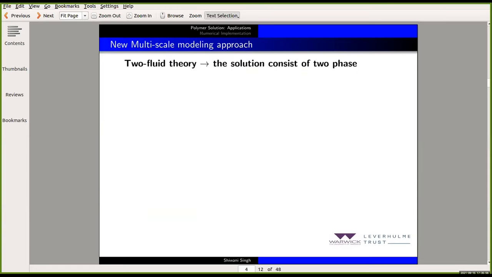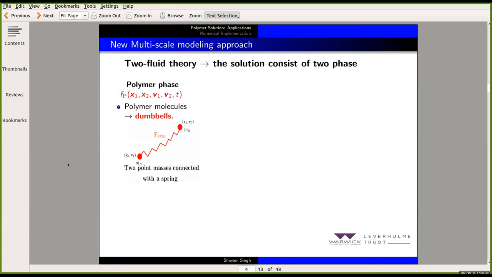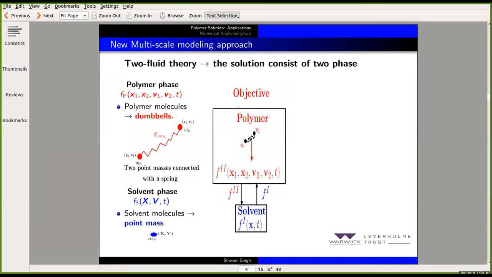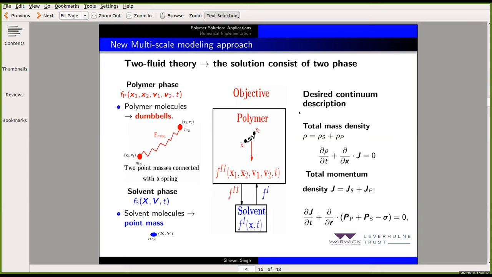So what we are proposing here is that we use a two fluid theory in which a polymer solution is supposed to consist of two phases. One, the polymer phase, which is the dumbbell, so it needs to be described by a two particle distribution function. The other phase is solvent, so a single particle distribution function is sufficient. Now we will try to make polymer and solvent communicate at the kinetic level through their distribution function, and hope that we will get the desired continuum equations, which are the total mass density conservation and the momentum density conservation. So this is the objective.